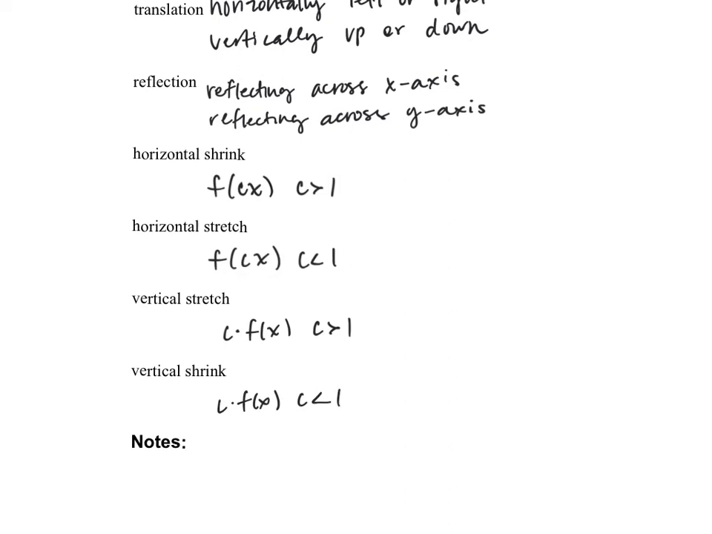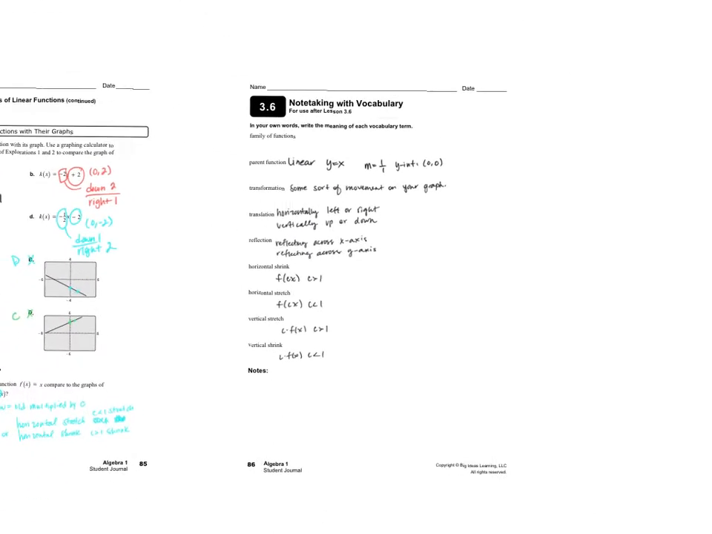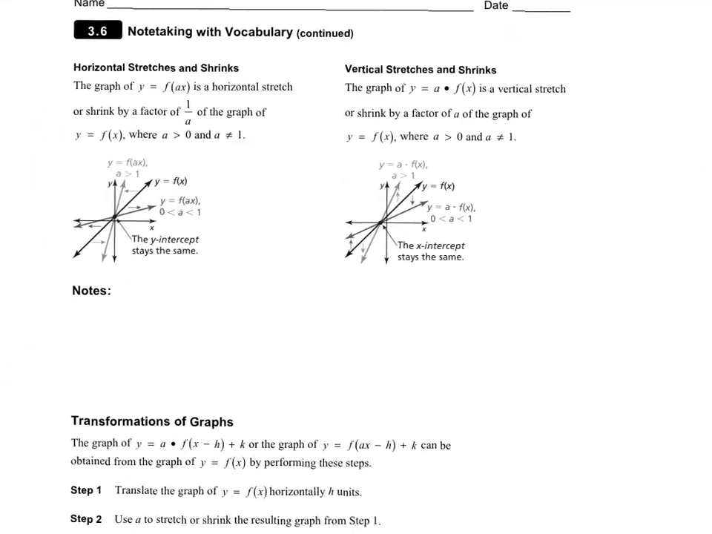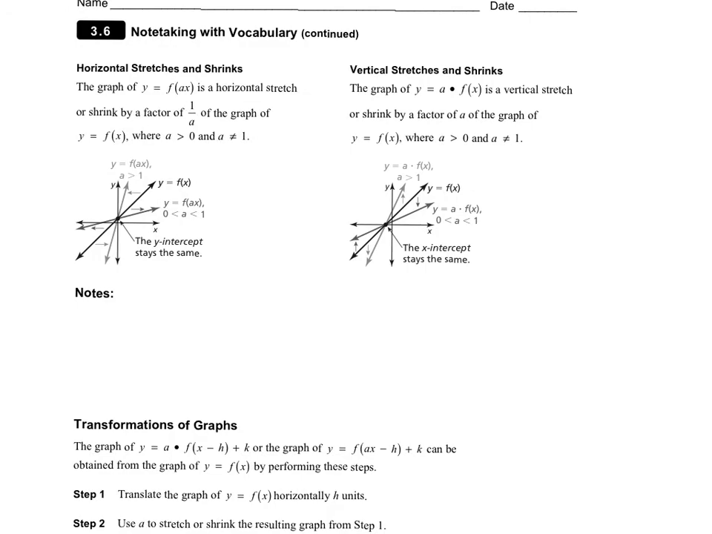So notice these two things are different, right? A shrink for horizontal means your c is greater than 1. But for a stretch, that means c is greater than 1 vertically. So do you see what I'm saying? So notice the difference, okay? All right. Moving on. So here is your math lingo, okay? You have a horizontal stretch or shrink.